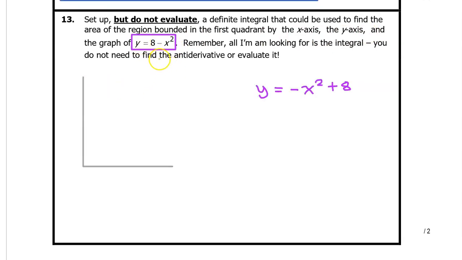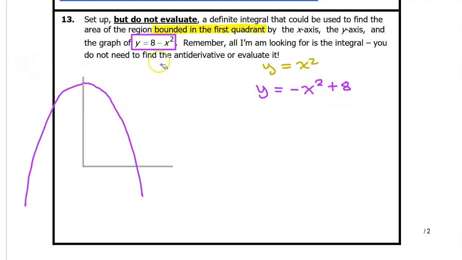Let's sketch a graph. Y equals 8 minus x squared is the same thing as y equals negative x squared plus 8. Comparing this to the parent function y equals x squared, which we know to be a parabola with vertex at the origin. Adding a plus 8 on the end shifts the vertex up 8. Having a negative in the front turns the parabola upside down. So this is an upside down parabola with its vertex at 0, 8.